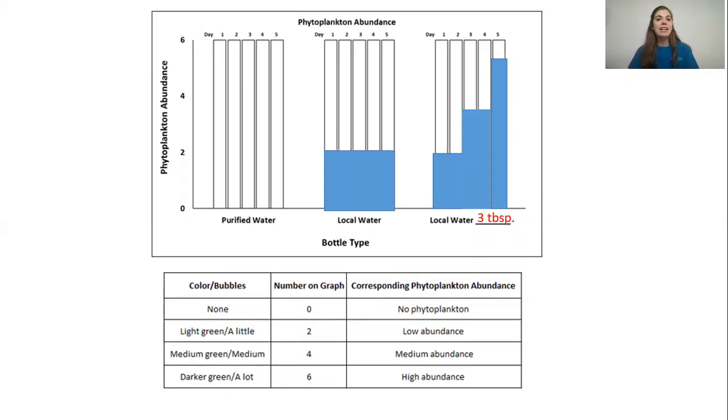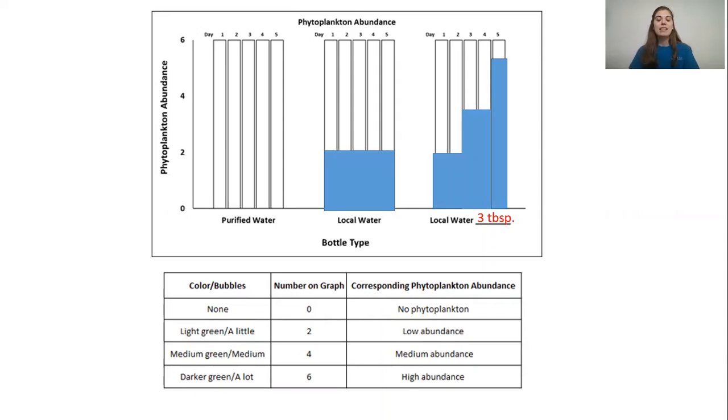As you can see, in the bottles that contain purified water, there is most likely no color or no bubbles observed, so this corresponds to no phytoplankton. In the bottles that have water with just algae in them, there will be a low abundance of phytoplankton that probably won't change very much throughout the duration of the experiment. And this is graphed as a 2, so there is low abundance of phytoplankton.